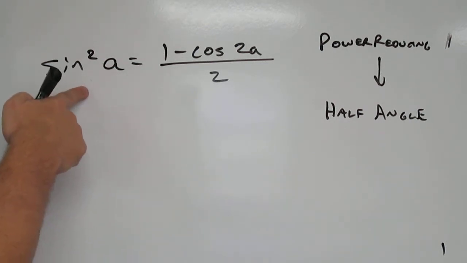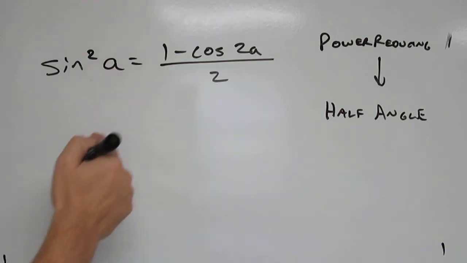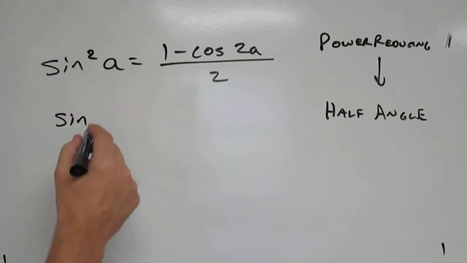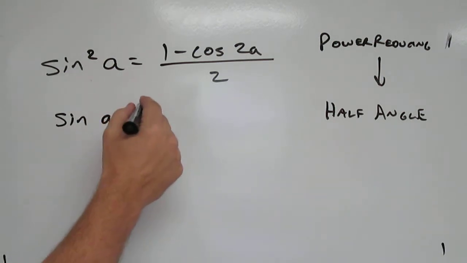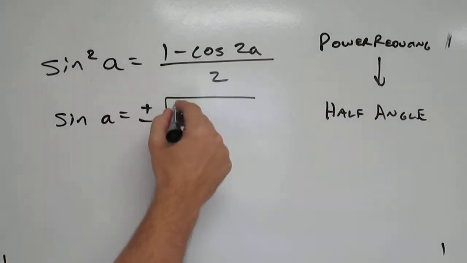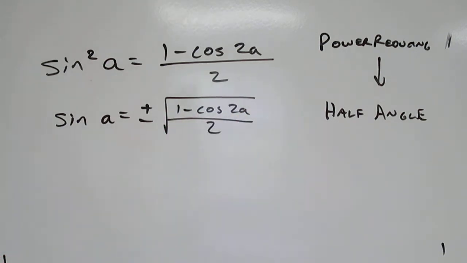If I took the square root of both sides here, take the square root here, take the square root here. If you remember from your deriving the quadratic formula days, if I take the square root of something on this side, I have to allow that it could have been positive or negative over here. That's the half angle identity for sine.